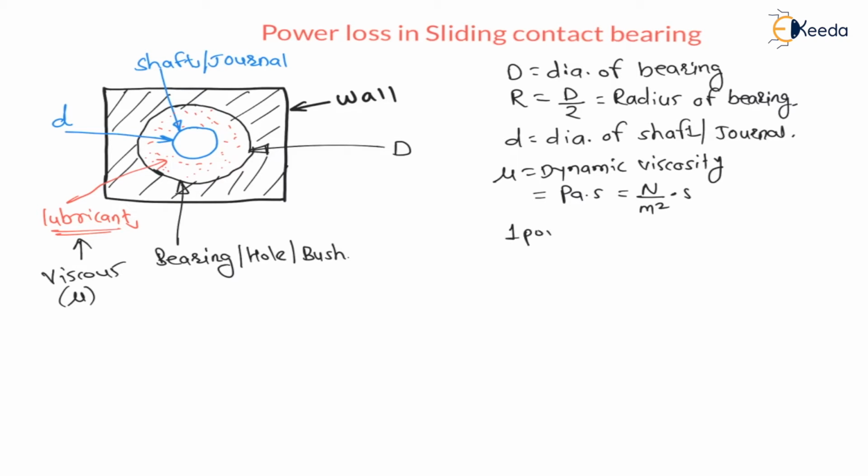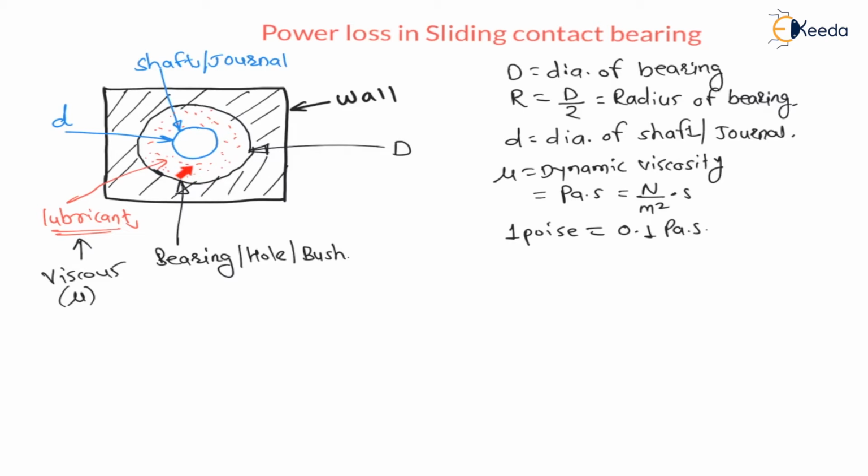One poise is nothing but 0.1 Pascal second. This is a unit conversion. This you have already learned in fluid mechanics. Because of this viscous fluid, there will be frictional shear stresses, as per Newton's law of viscosity. Now we have to understand these frictional shear stresses.